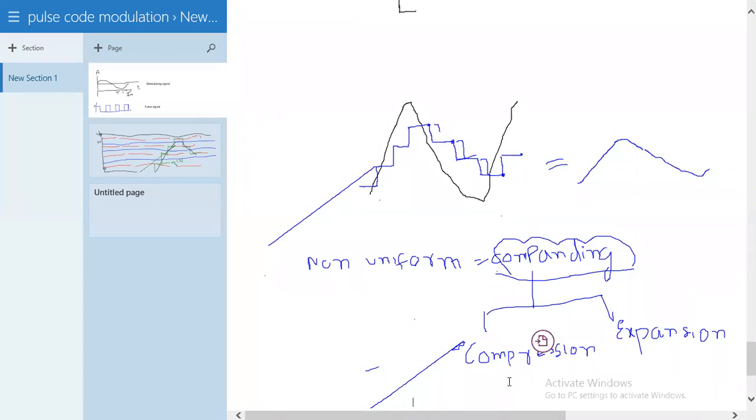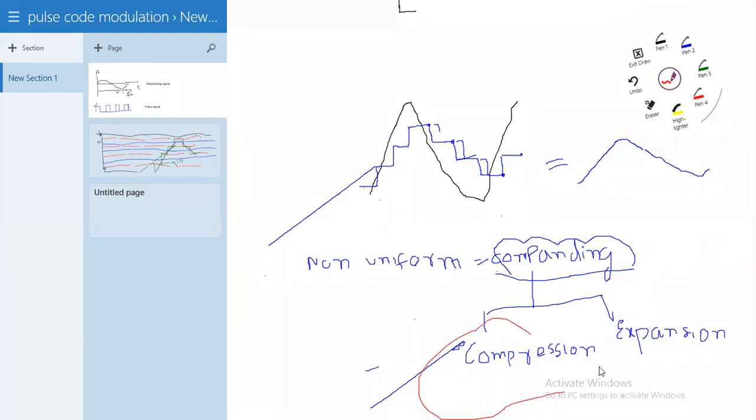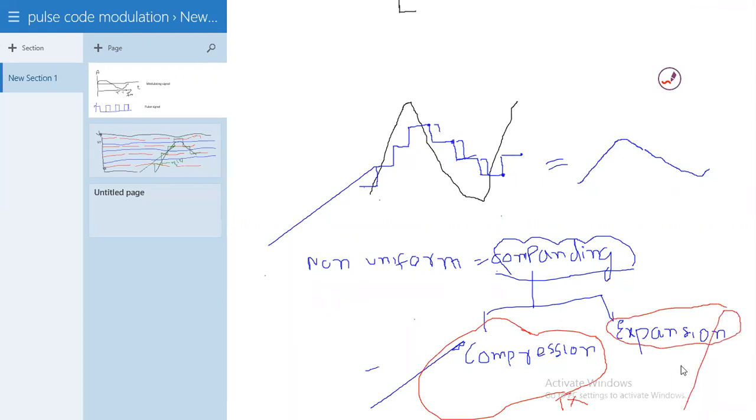This compression process is used at the transmitter section. Compression is used at the transmission section, or transmitter section. Expansion is used at the receiver section. This is used at the receiver section.